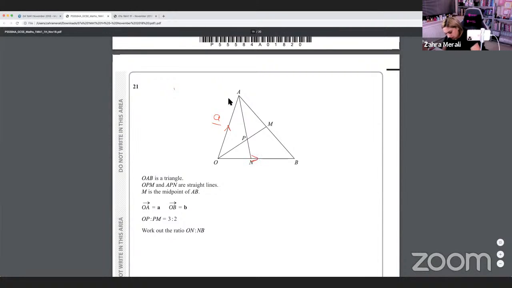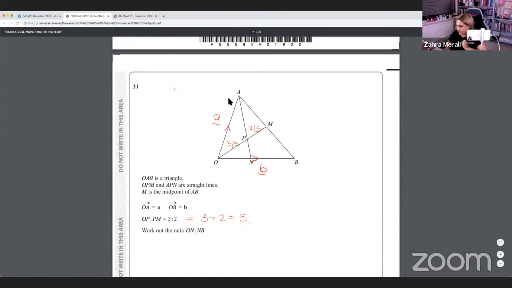Right, O to P is B. We know O to P is in the ratio 3 to 2 to P to M. So altogether, there's 5 bits. So this bit is 3/5 of it, and this bit is 2/5 of it. And I'm trying to work out O to N and N to P.